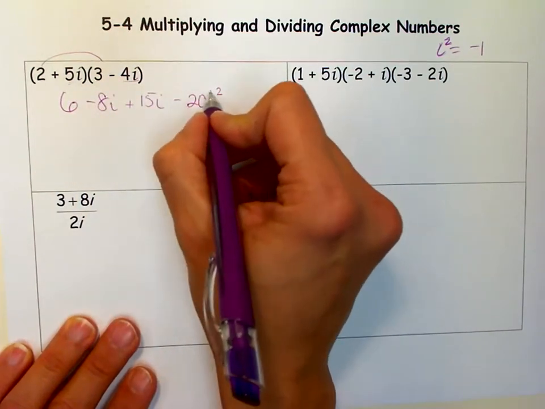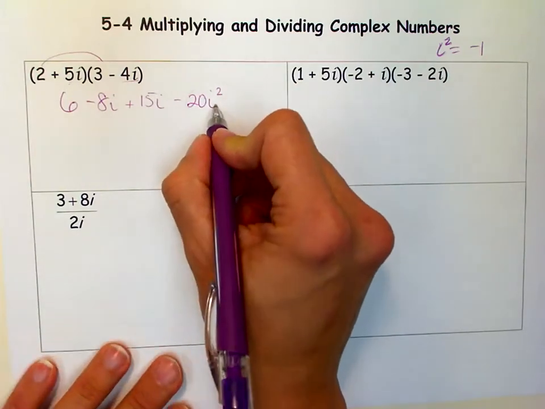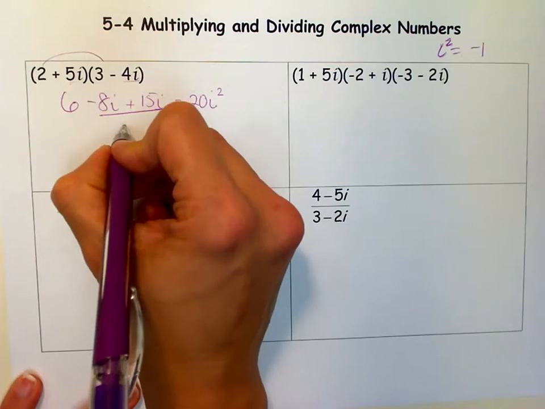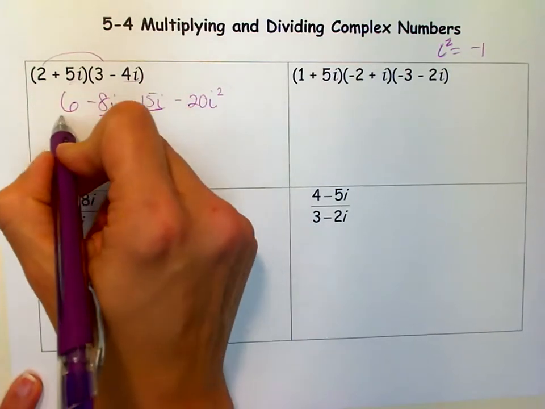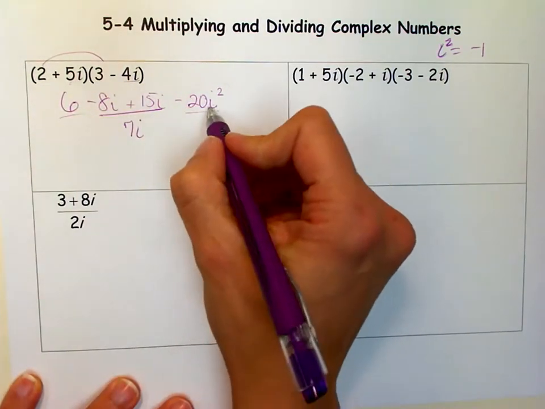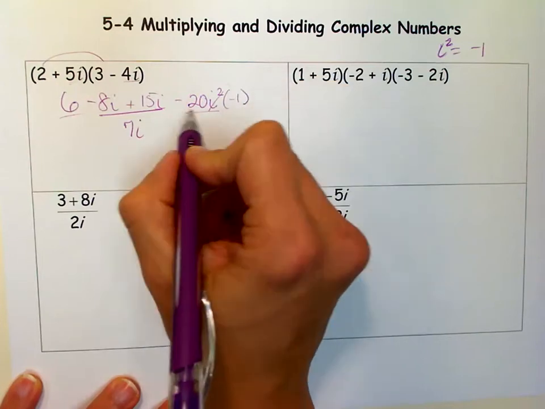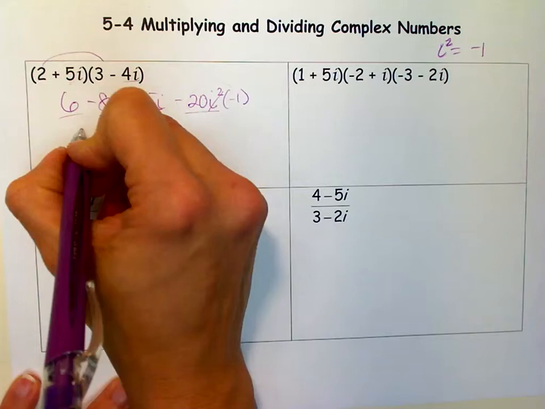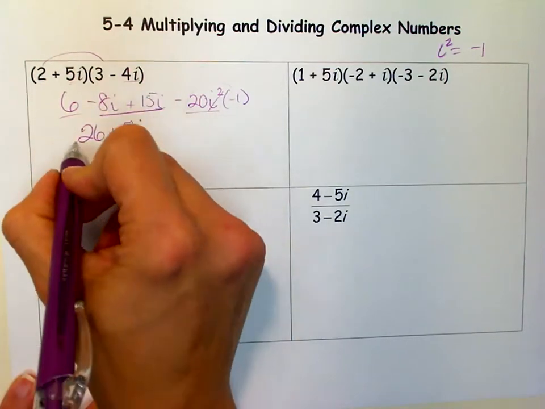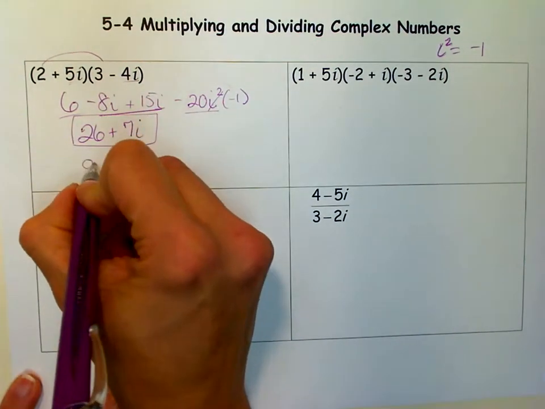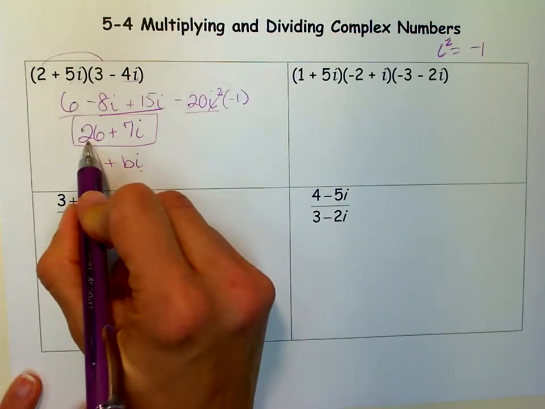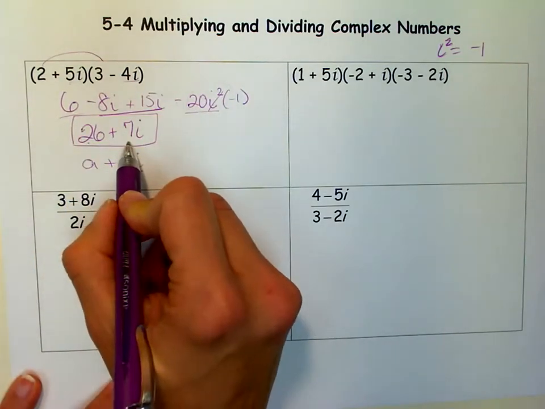So you see this i squared here. We're not going to be able to leave that. So these two are combinable, and that gets us a 7i, and these are combinable as well. The i squared is a -1, and a -20 times a -1 is a +20, plus 6 is 26. And when you write these numbers, you always want to write it in a plus bi form, because that's standard form of a complex number, with the real part first and the imaginary part last.